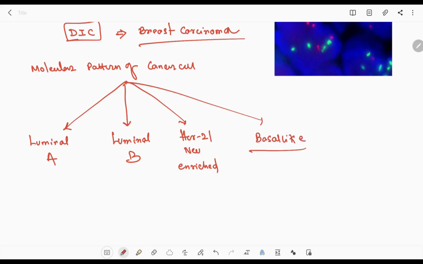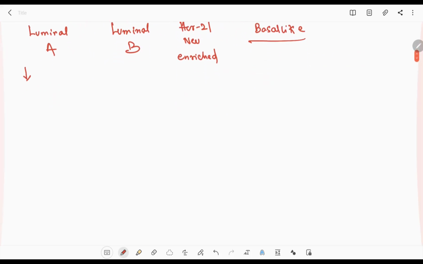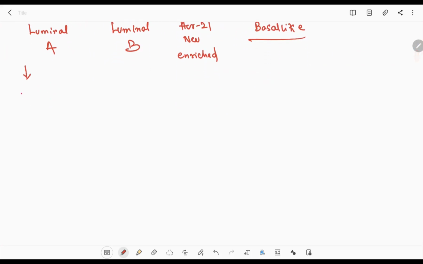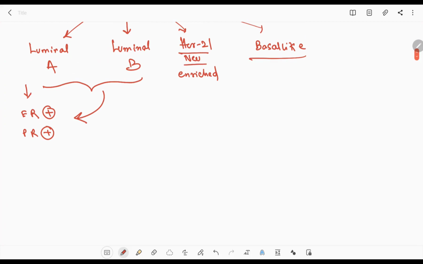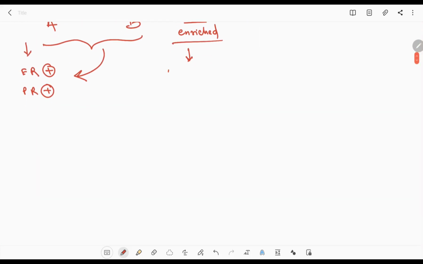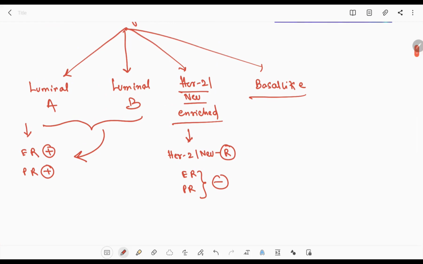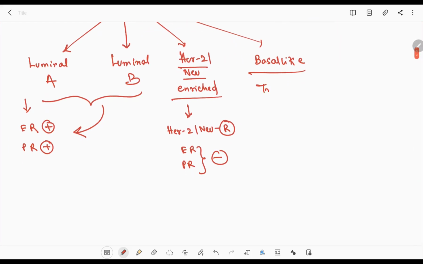What is the molecular pattern? In luminal A there is overexpression of estrogen receptor and progesterone receptor in the cancer cell, estrogen receptor positive and progesterone receptor positive, in luminal A and luminal B both. In HER2 neu enriched cancer, there is overexpression of a special receptor known as the HER2 neu receptor, but estrogen receptor and progesterone receptor are negative. And in basal-like there are 3 negatives: estrogen receptor negative, progesterone receptor negative, as well as HER2 neu receptor negative. So it is known as triple negative breast carcinoma.